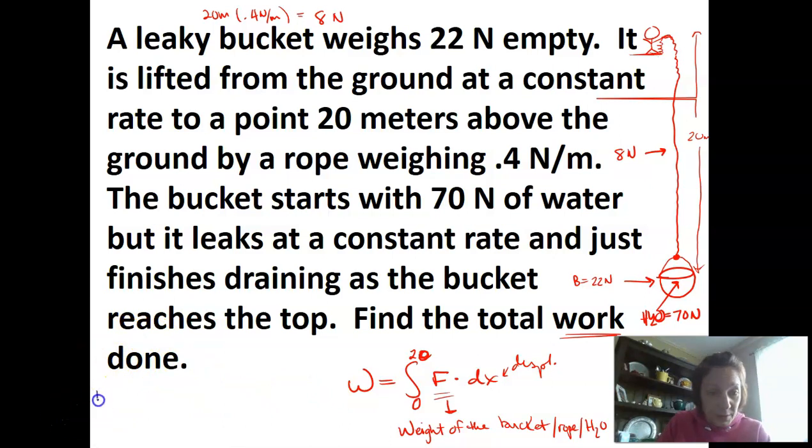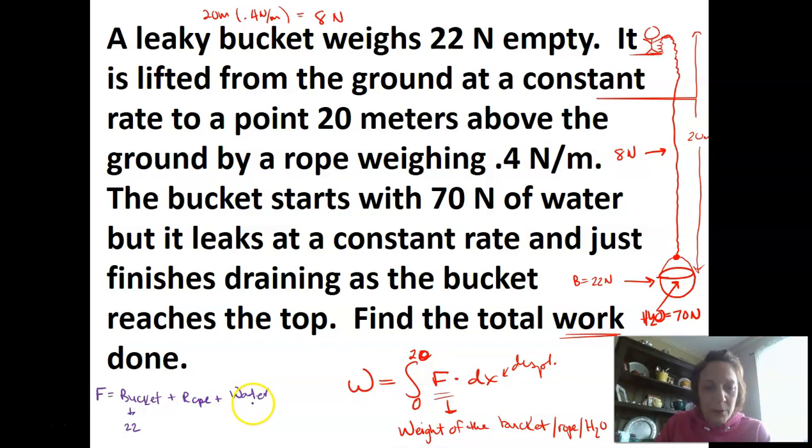This force has 3 parts, right? Bucket, rope, water. Let's do the bucket first. It's easy. The bucket weighs 22 newtons and it stays that way. These two, not so much.